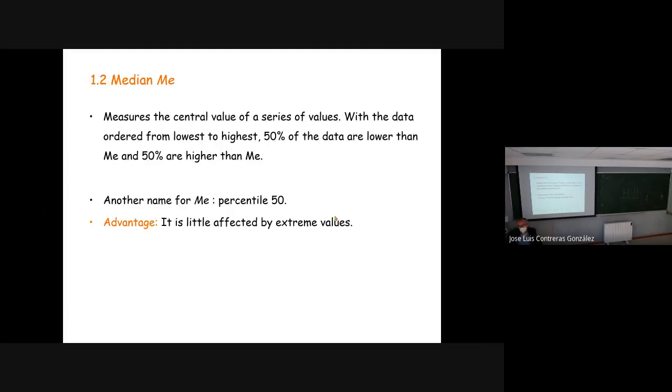Okay. Second way to measure the localization of the mountain, the median. The median is normally called ME, and it is the central value of a series of values. You order the data and you find the value such that 50% of the data are lower and 50% are higher. So you come here and you get this number, you sum this number until you get to 50%. Imagine it is here.